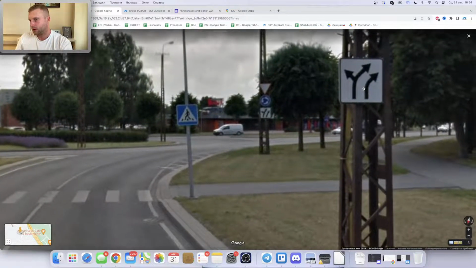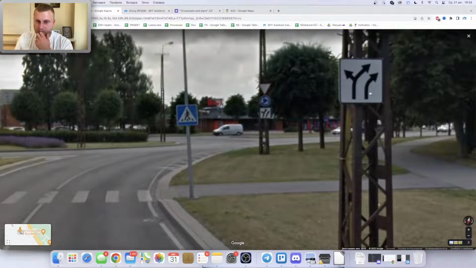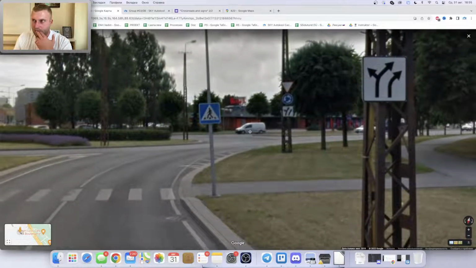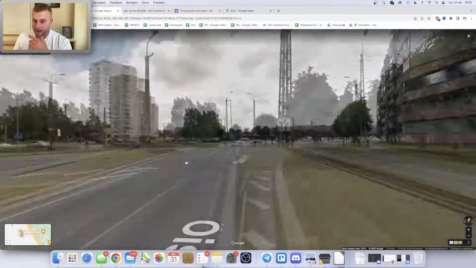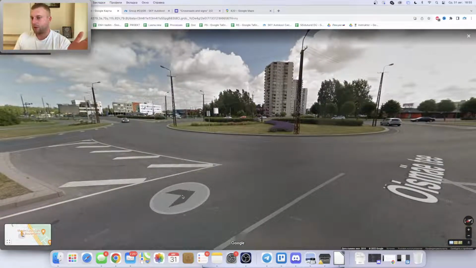And why is that? I don't know, to be honest. They have this tricky part here. What's the reason? From the right lane we can only exit. From the left lane we can go. Yeah, from the left. Then what's the next step?